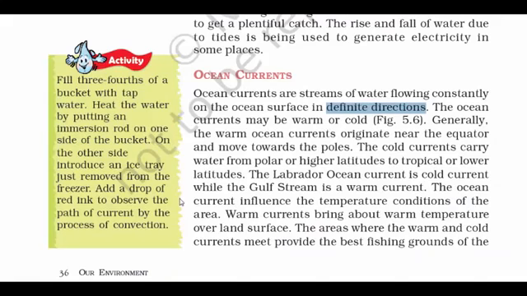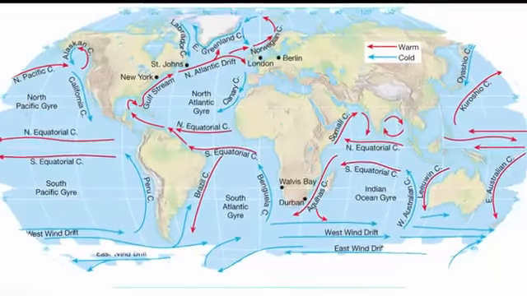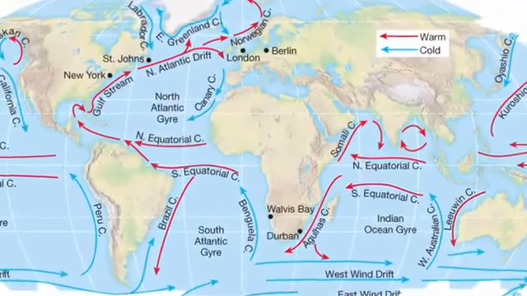Now the ocean currents have a huge influence on the temperature conditions of an area. If the ocean currents are cold, then the landmass near it, or the continent that is near that ocean current, will have cold weather. For example, Canada. The ocean current near Canada is cold. Therefore, it is freezing out there. Similarly, warm currents bring warm temperature to the landmass.